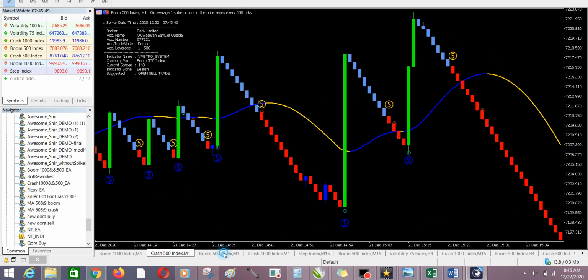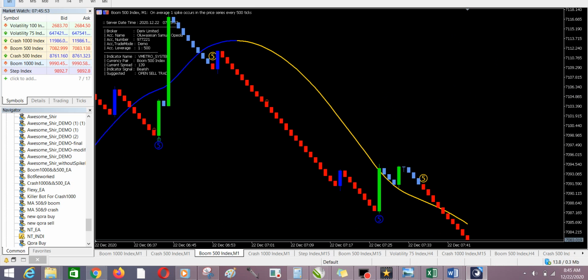Let's check out what is happening with boom 500. Boom 500 is also on a downtrend at the moment. You can see we got the signal just below the line, just the way it happened with boom 1000, and it changed from blue to yellow, and it has been going down ever since. So it is presently on a downtrend. For crash 1000, let's see what is happening there.